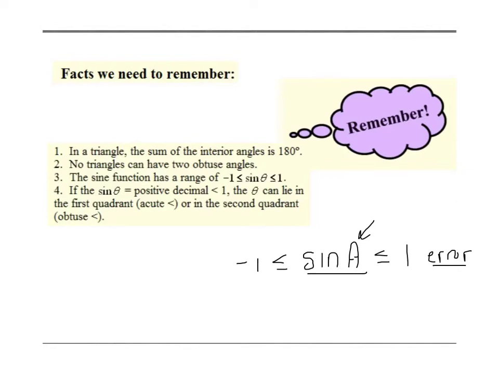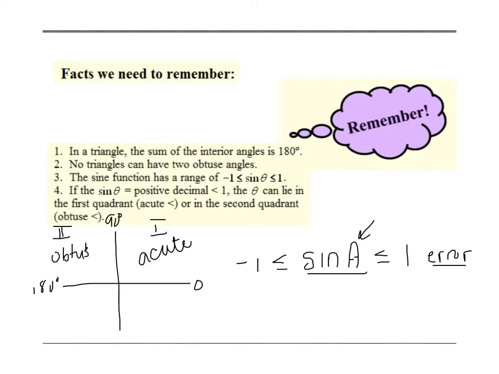The other thing, number 4, talks about the coordinate plane: where is sine positive? Well, sine is positive in the first quadrant and the second quadrant. And if you think about angles, this is 0 to pi over 2, or 90 degrees, and this is 180 degrees. So any angle in the first quadrant is going to be acute, and any angle in the second quadrant is going to be obtuse. So it's real important to remember these 4 things before we move on to the ambiguous case of the law of sines.